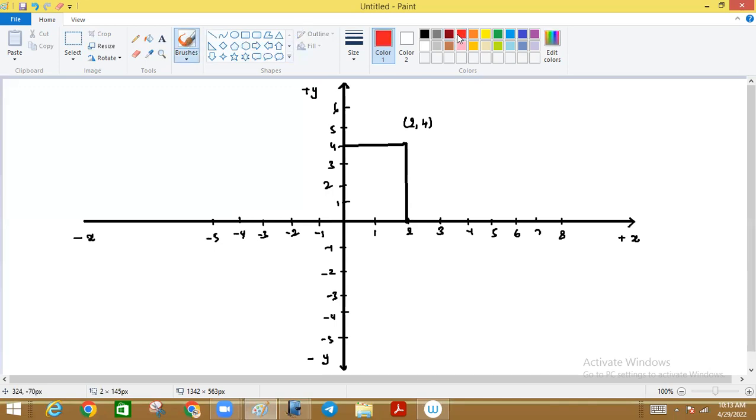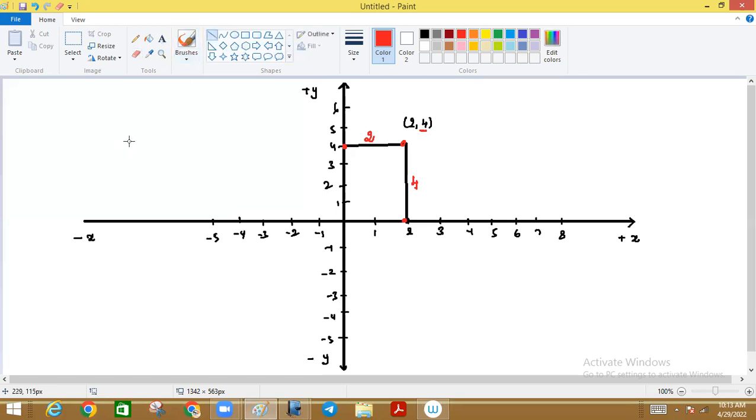Now see here, the distance from point to x-axis is given by y coordinate. The distance from point to y-axis is given by x coordinate. So what does x coordinate tell you? The distance from point to y-axis. What does y coordinate tell you? Distance from point to x-axis, right?